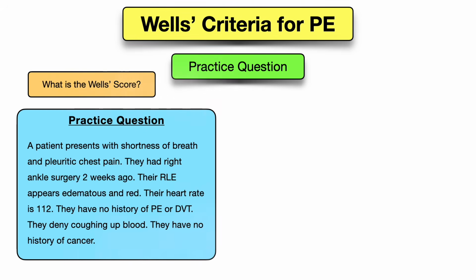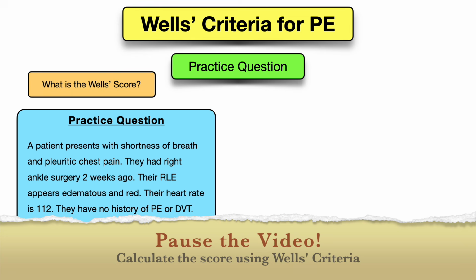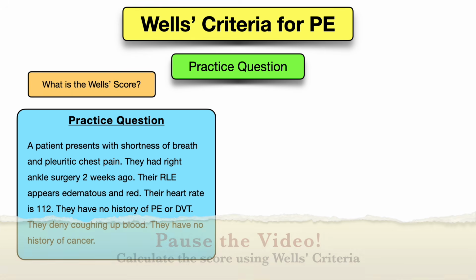Here's a practice question. Try to figure out what the score would be using Wells criteria. A patient presents with shortness of breath and pleuritic chest pain. They had right ankle surgery 2 weeks ago. Their right lower extremity appears edematous and red. Their heart rate is 112. They have no history of PE or DVT. They deny coughing up blood. They have no history of cancer. Hit pause in the video and calculate their score using Wells criteria for PE.